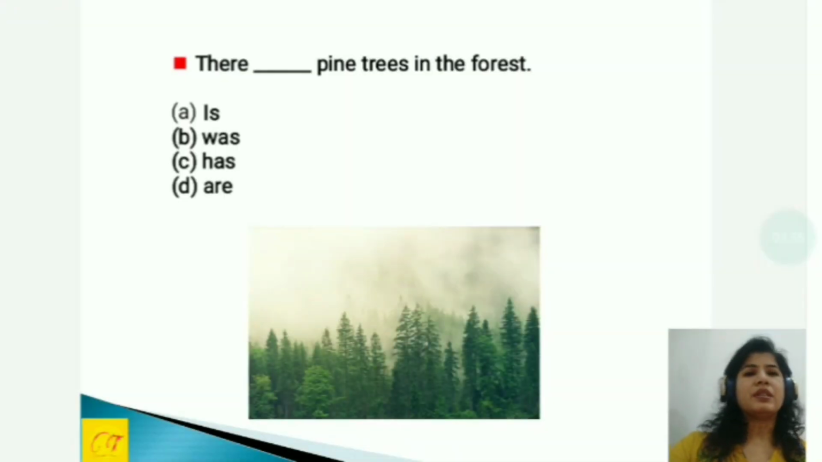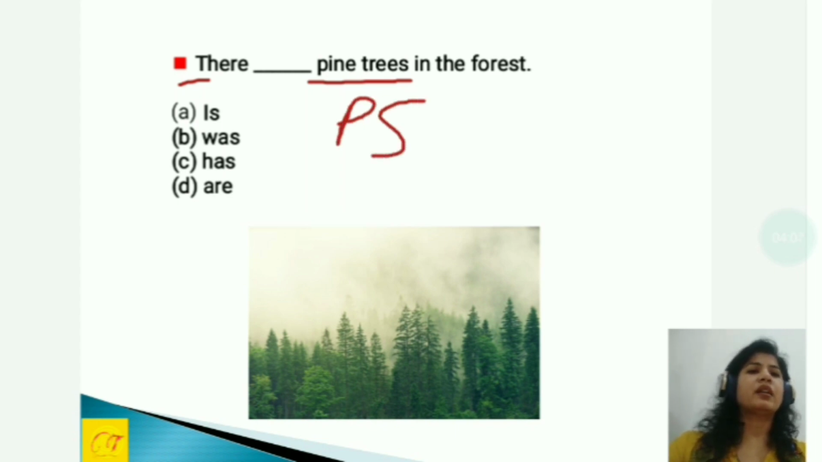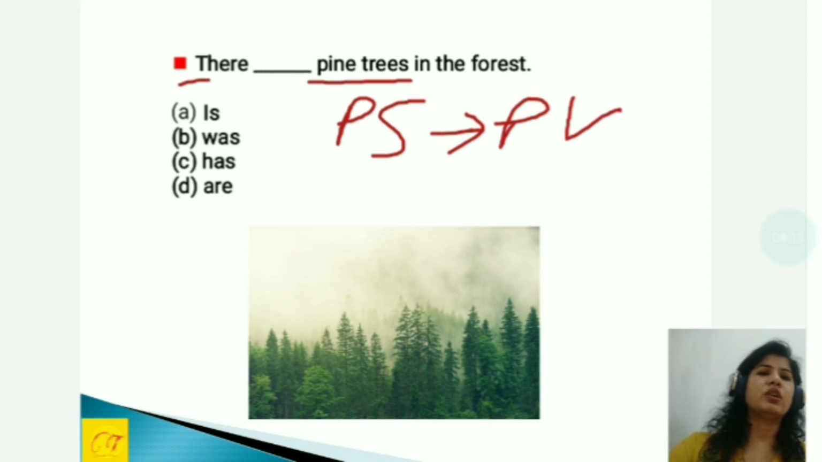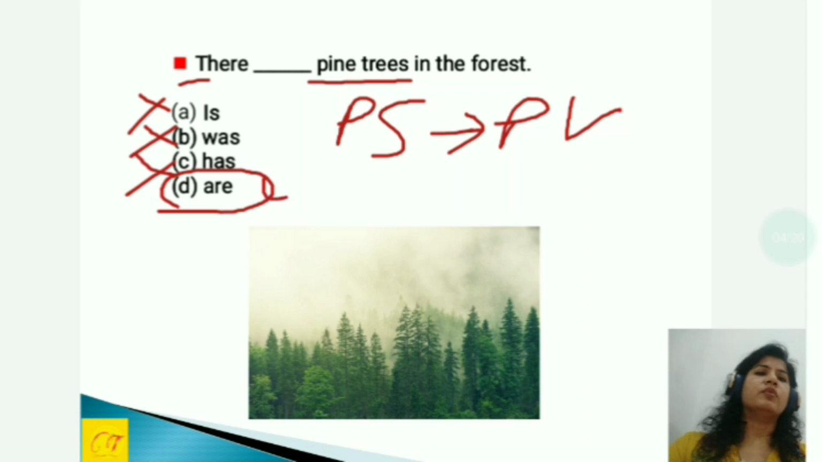Let's do this MCQ. There blank pine trees in the forest. Forget about there and look at the real subject. This is the real subject, it's the plural subject, so we need to apply a plural verb. Let's look at the options. Is, no, it is singular. Was is singular. Has is singular. Are is the plural verb, so the correct one is are. There are pine trees in the forest. Alright.